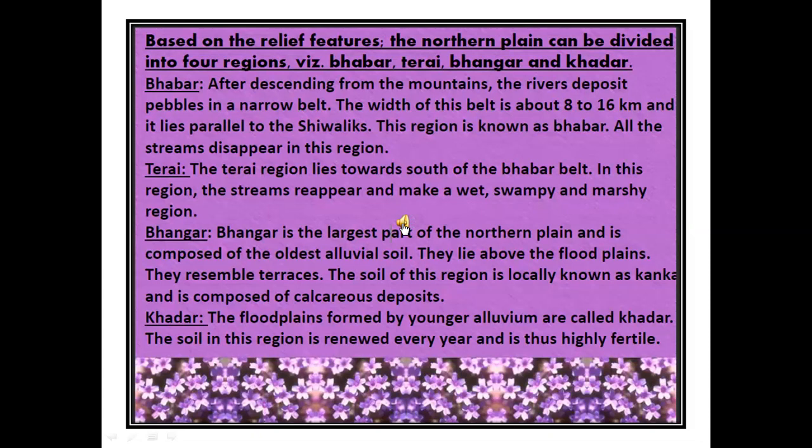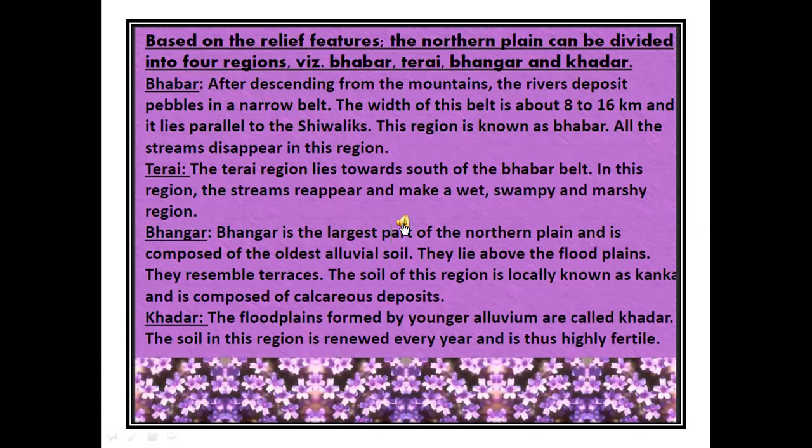The rivers, after descending from the mountains, deposit pebbles in a narrow belt of about 8 to 16 kilometers in width, lying parallel to the slopes of the Shivalik. It is known as Bhabar. All the streams disappear in this Bhabar belt.